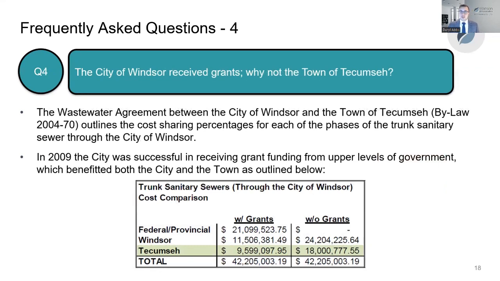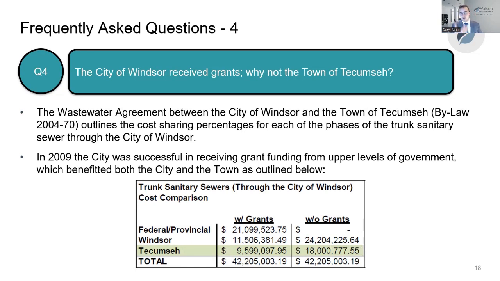Another question, the city of Windsor received grants. Why not the town of Tecumseh? Through the wastewater agreement between the city and the town, which is outlined in bylaw 2004-70, this outlines the cost sharing percentages for each of the phases of the trunk sanitary sewer through the city of Windsor. So in 2009, the city was successful in receiving grant funding from upper levels of government, but this benefited both the city and the town.